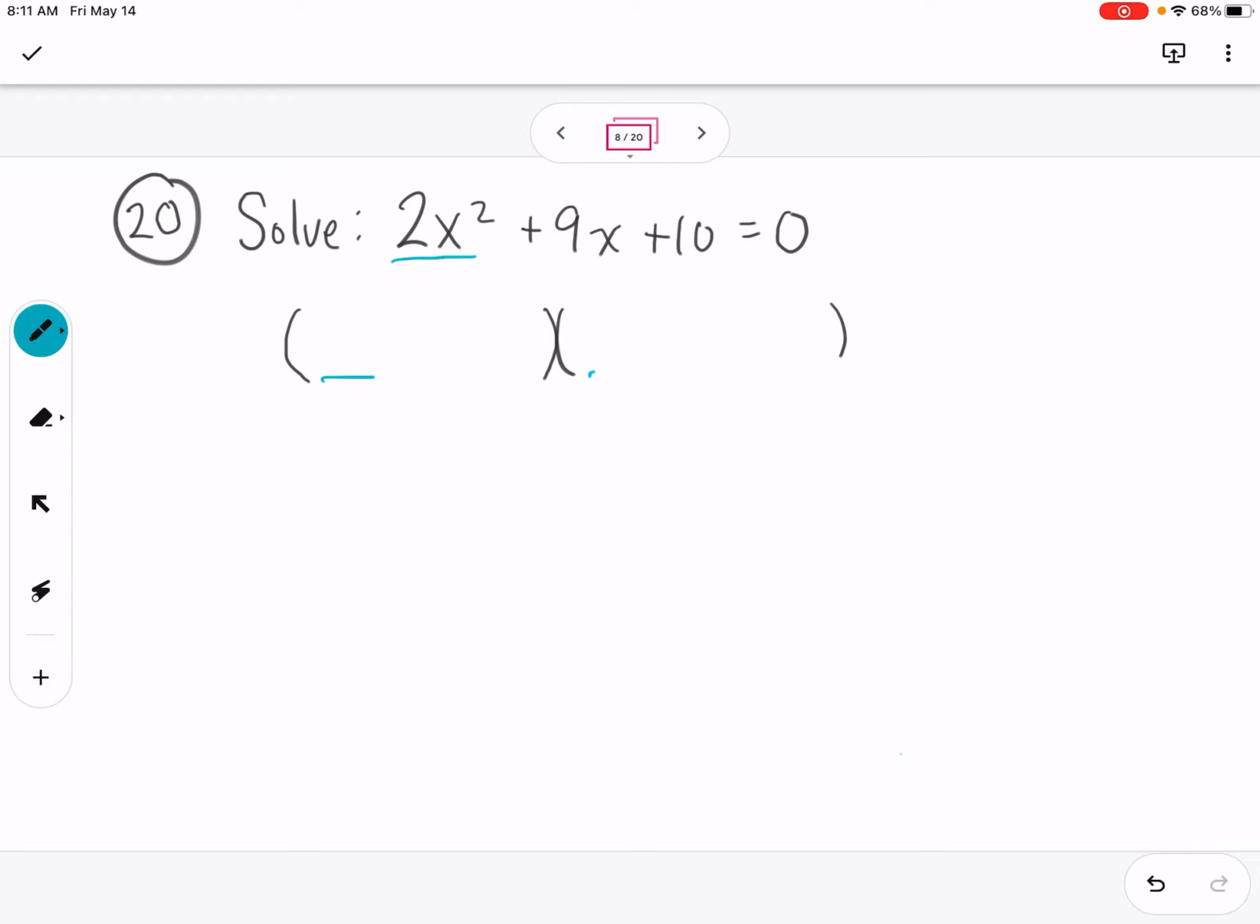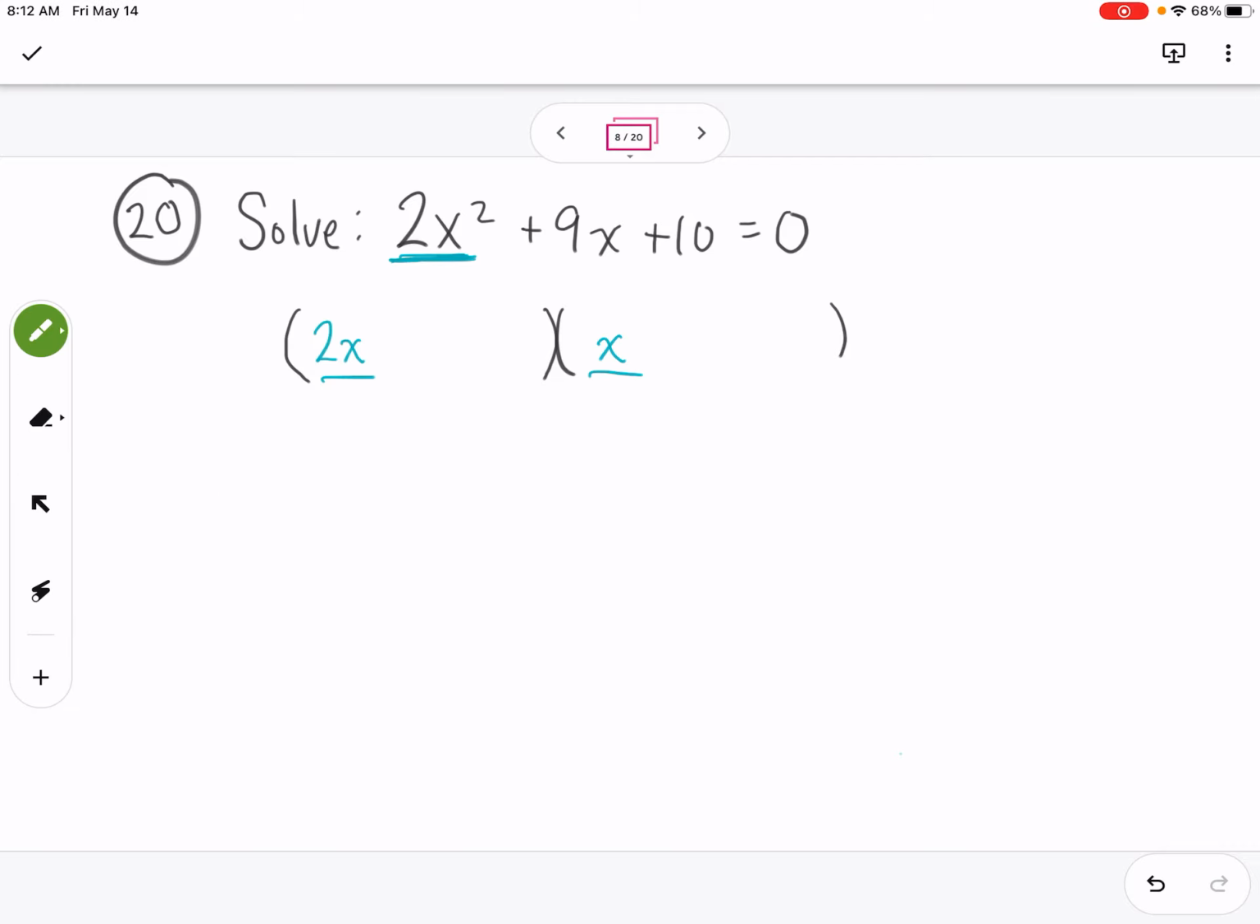These two numbers are going to multiply and get this term here. So we have to think, what are two numbers that multiply to get 2? Well, 2 times 1 is 2. And if I want it to be 2x squared, then I need to multiply x times x. So this is going to be 2x here and x here.